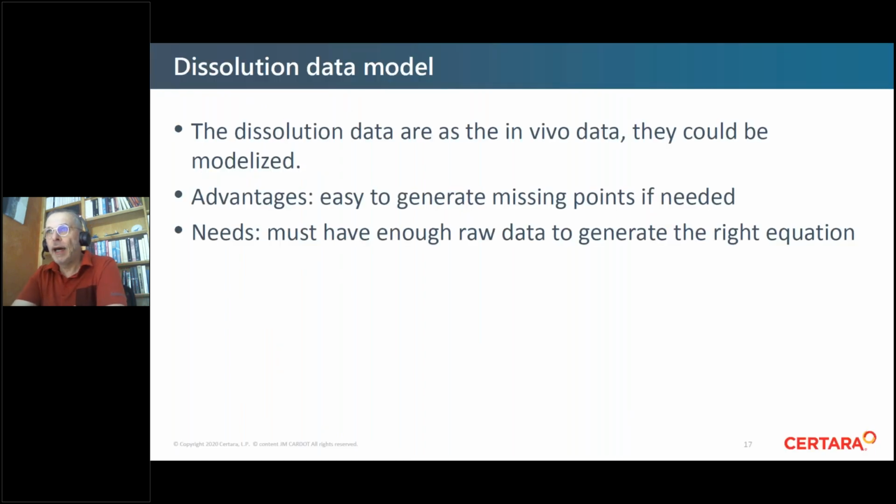The dissolution data, as the in vivo data, could be modelized. The advantage of making a right model of the in vitro data is that you can generate any missing point if needed. That could help you to make something very easy, which is going to be to generate missing samples and to have a very simple way to make time scaling. The only thing is that you need to have enough data to generate the right equation.